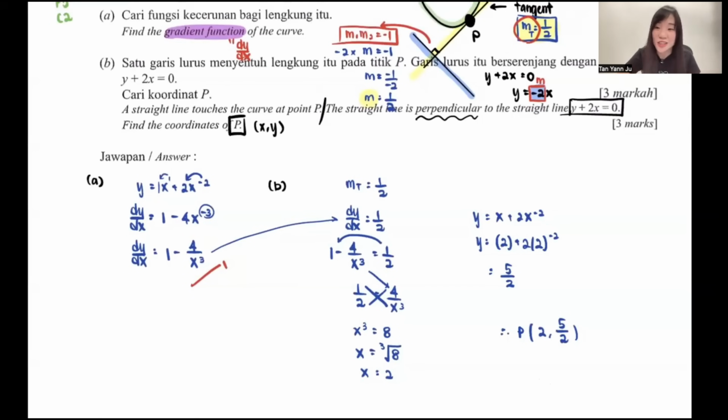Done. So guys, 3 marks, right? You get (2, 5/2), 1 mark. The moment you can get the dy/dx of 1/2, 1 mark, and the moment you compare them is 1 mark. I shouldn't say this part 1 mark. I will say getting the gradient 1/2 is 1 mark. And just like that, this question is worth 4. Done. Can, right? Move on lah.